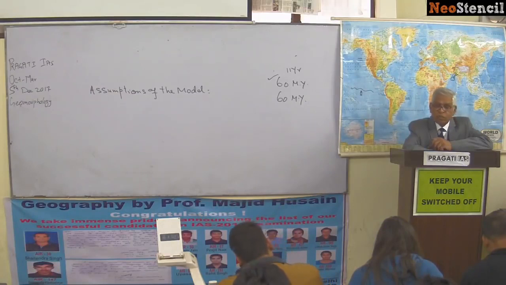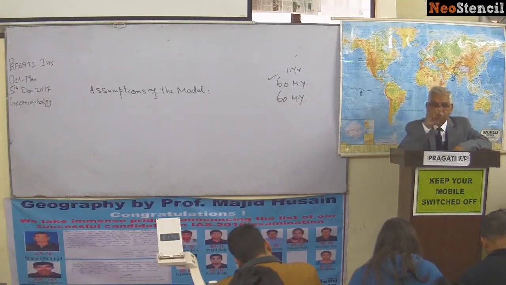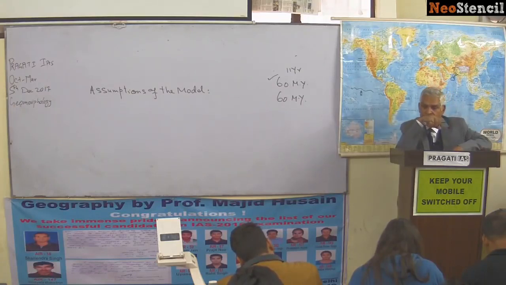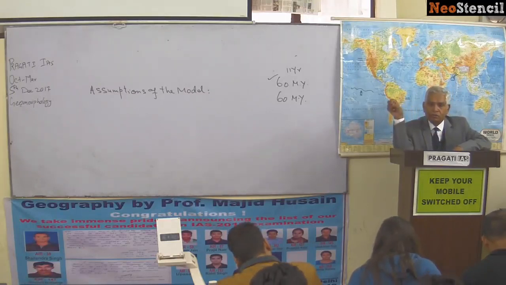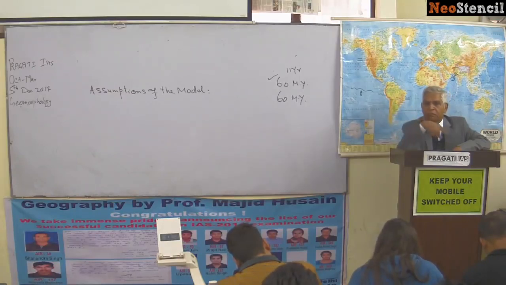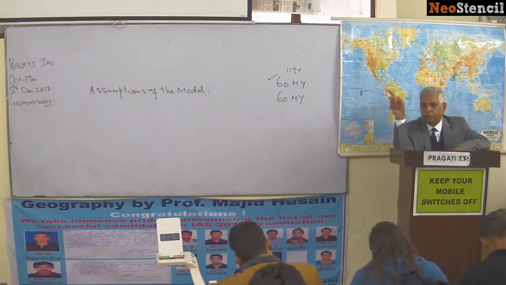Number 2, evolution of landforms takes place in a sequential order. This is second assumption. And sequential order means youth, mature and old. ऐसा नहीं कि बूढ़ा पहले बने और फिर वो बच्चा बने. It will be right from the childhood to mature and then it will be old. This is sequential development of landforms.